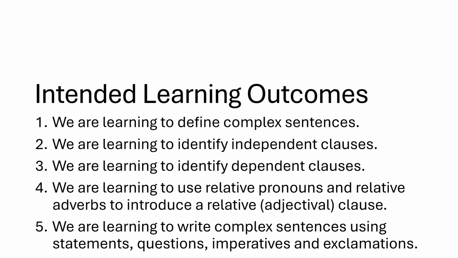There are 5 intended learning outcomes to achieve by the end of the lesson. 1. We are learning to define complex sentences. 2. We are learning to identify independent clauses. 3. We are learning to identify dependent clauses.